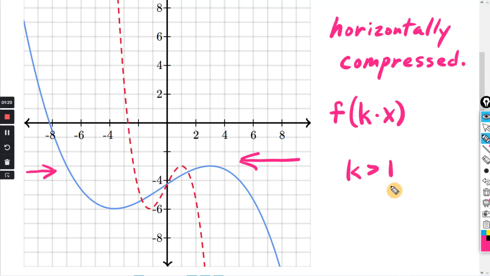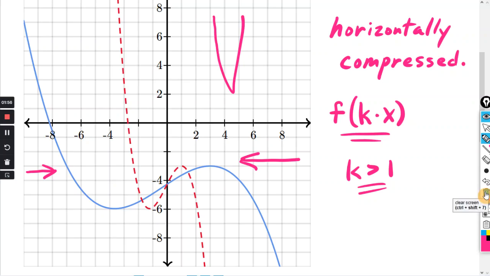Remember, it's the opposite for vertical and horizontal. For the vertical one, if k is greater than 1, it's actually vertically stretched. But for the horizontal one, when k is greater than 1, it's horizontally compressed. So it's going to be f of k times x, where k is greater than 1.